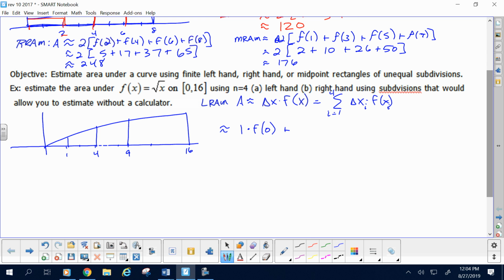The second region, which I'm going to go here in green, what's the delta x? 3, and F at 1. And the third region is between 4 and 9. What's the delta x? 5, and F at 4. And the last is from 9 to 16. What's the delta x? 7, and F at 9.